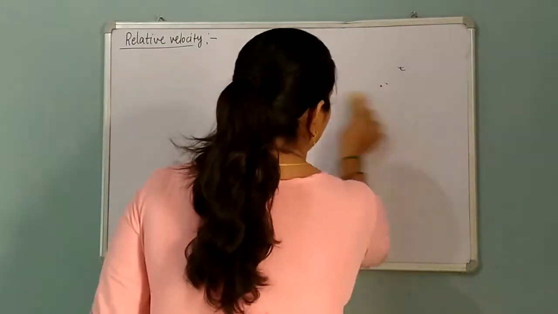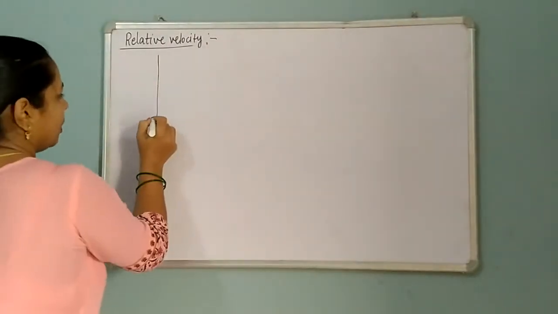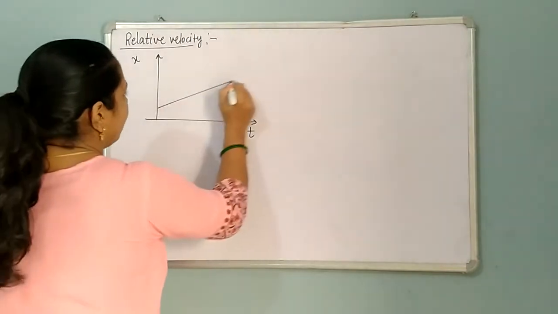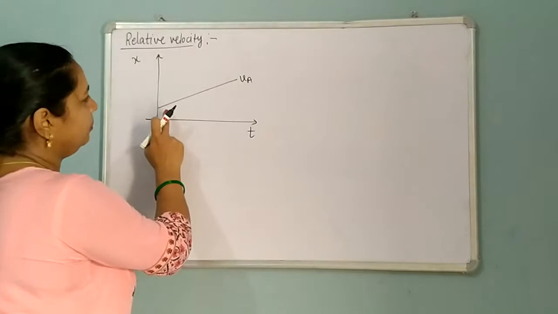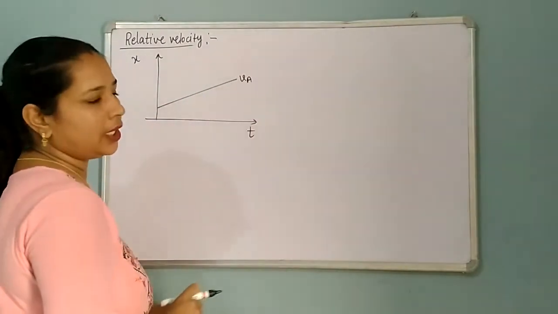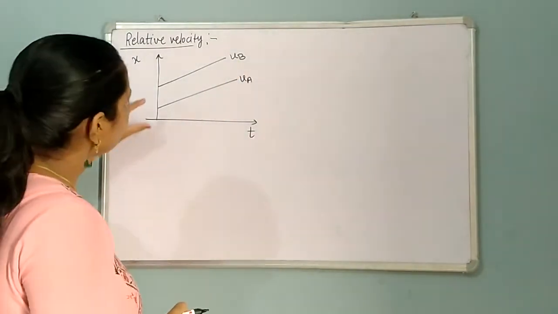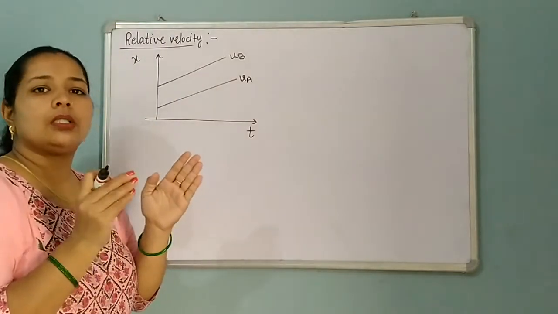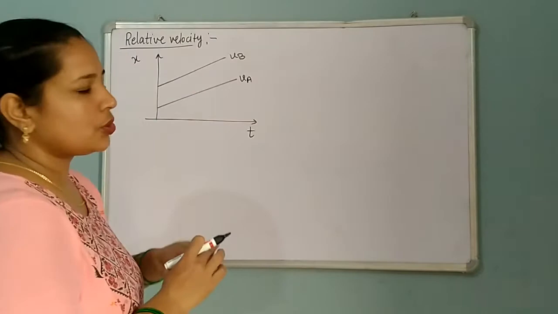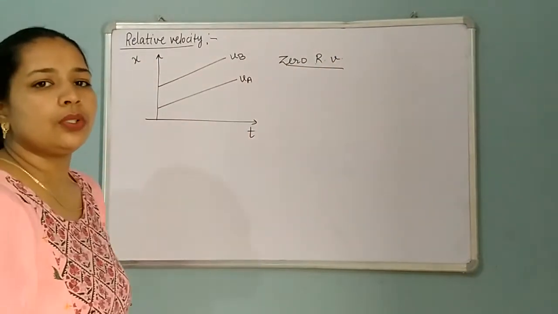How will we represent relative velocity on a graph? For that we will use the position-time graph of bodies. Here we will plot position, that is x, and here it is time. If I draw a line like this, VA, this represents the uniform motion of body A. That means body A is moving uniformly with velocity V. If I draw one more line parallel to this, that means uniform motion of body B. As we can see, these two lines are parallel, meaning the distance between them is constant. This position difference is maintained throughout their journey. So such a graph will represent zero relative velocity. This is the graph for zero relative velocity.